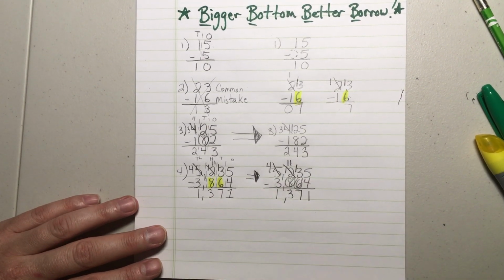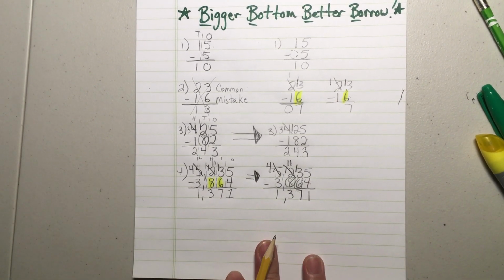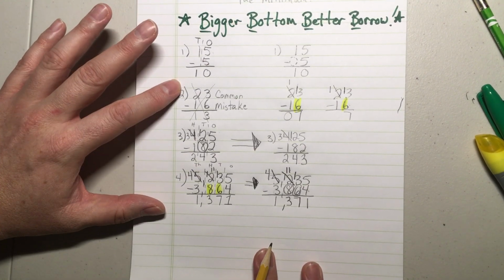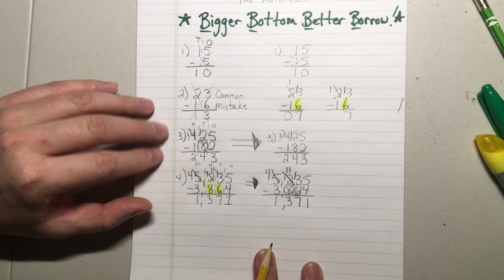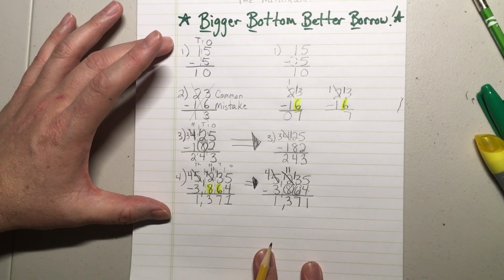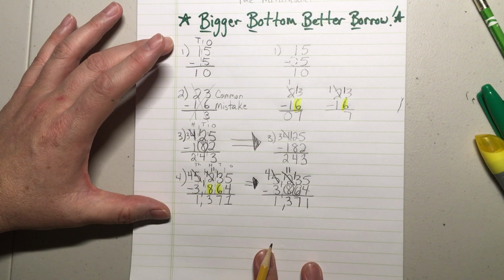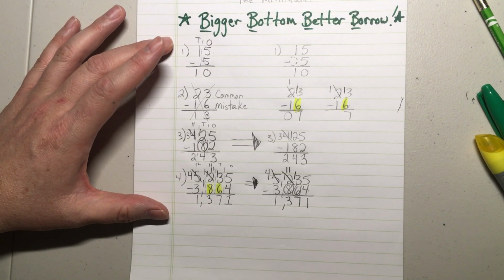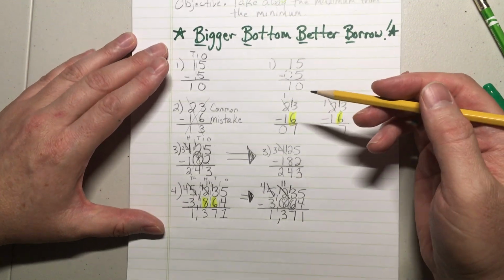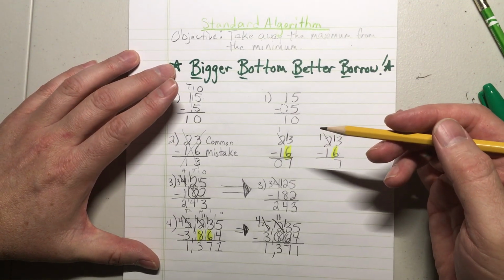And that's about as far as we're going to take it. Even though these are some basic examples, I think that there's a lot of information there to help you understand why your child is thinking a certain way when they're trying the standard subtraction algorithm.